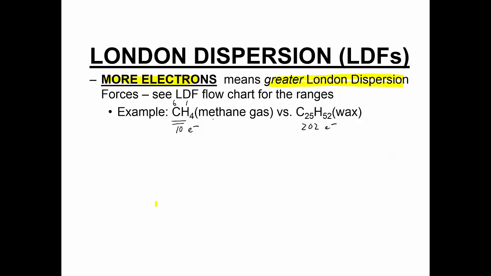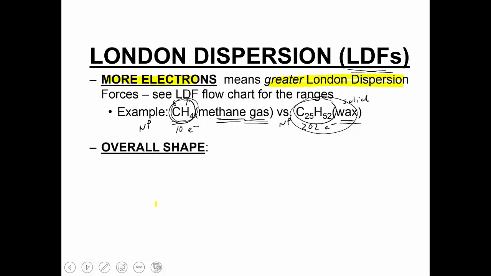Okay, and this is a gas, methane. This is a solid. So you'll see that both of these are actually nonpolar because there are no oxygens or nitrogens. But this one is a solid at room temperature, and this one is a gas, and it's strictly because of it having more LDFs, because it has 202 electrons.